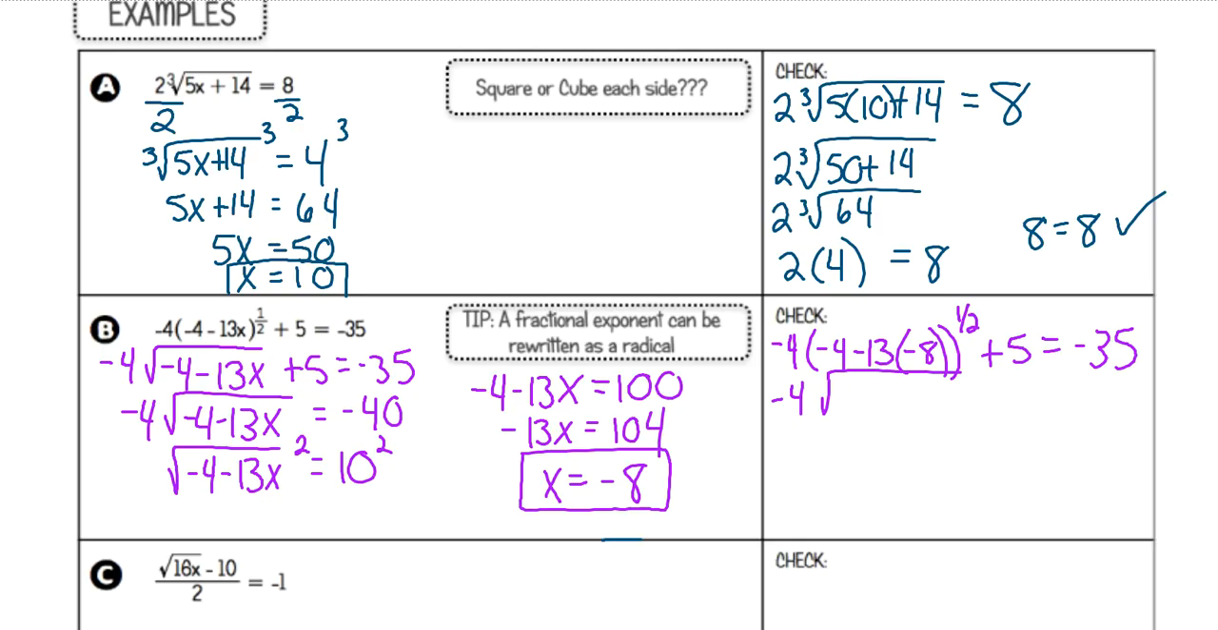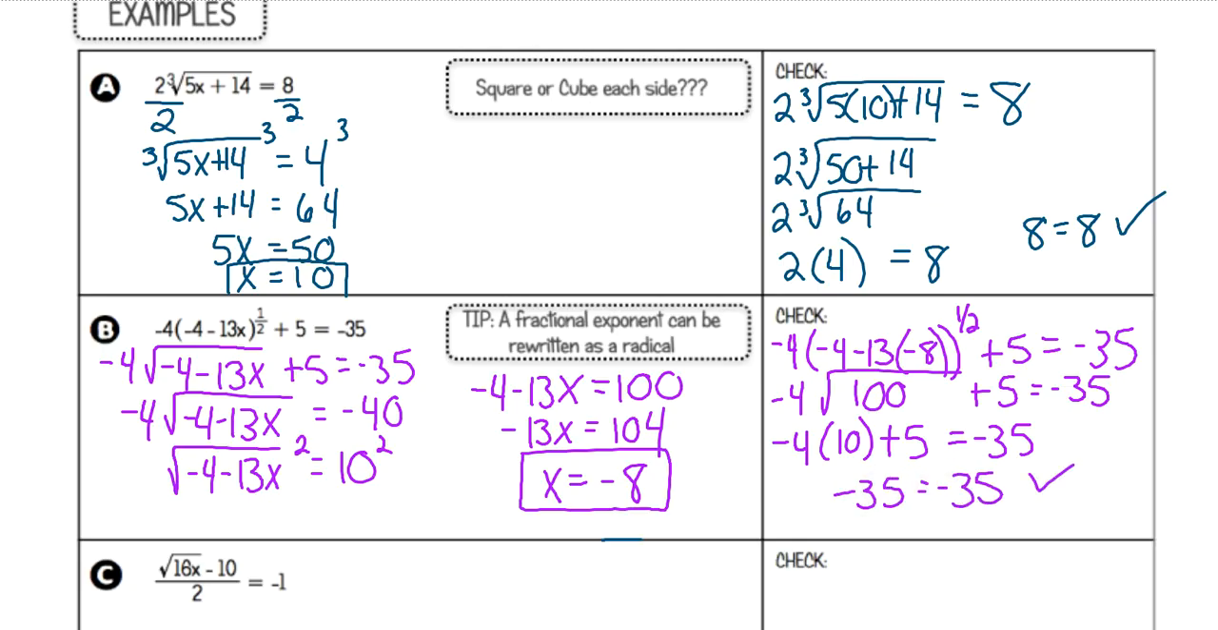So again, I'm going to write it as the square root. And if I do negative 13 times negative 8, and then do negative 4 plus that number, I end up with 100 inside that root. And then I have plus 5 out here. So the square root of 100 is 10. And now I have negative 4 times 10, which is negative 40. And negative 40 plus 5 is negative 35, which does equal negative 35. So my check works. It's a viable solution.